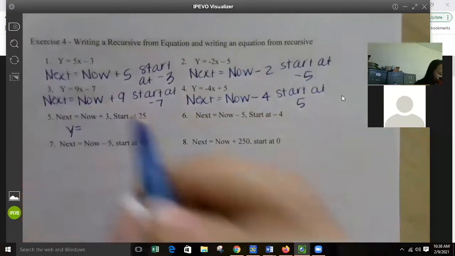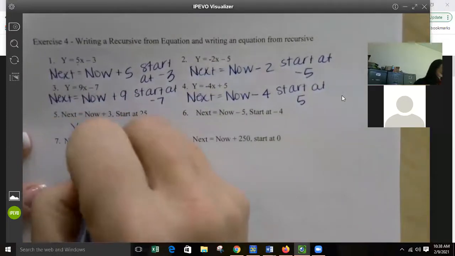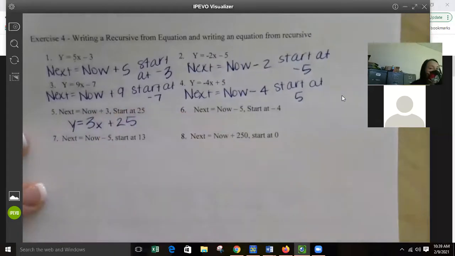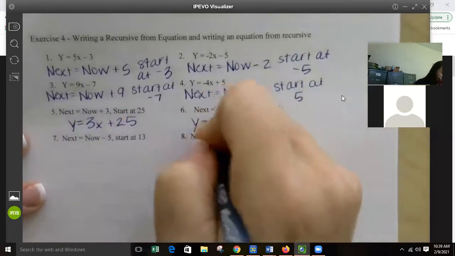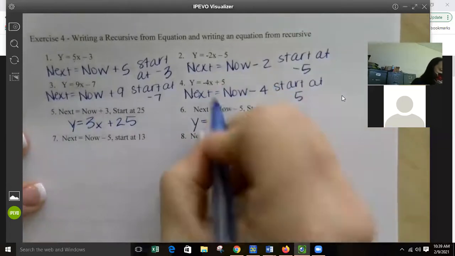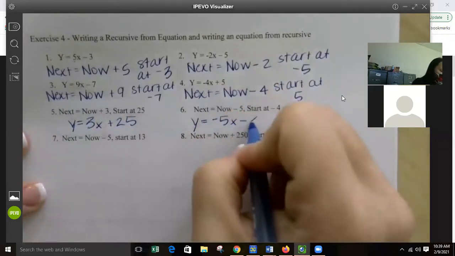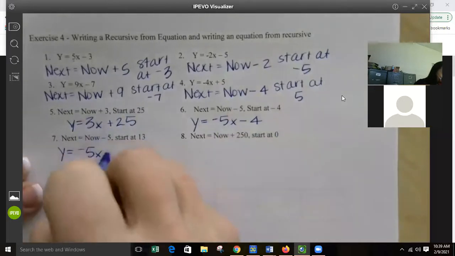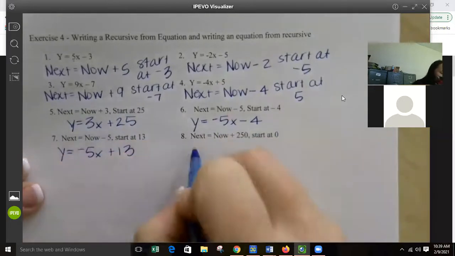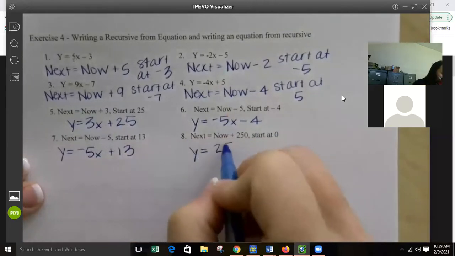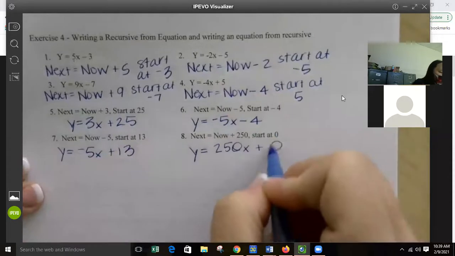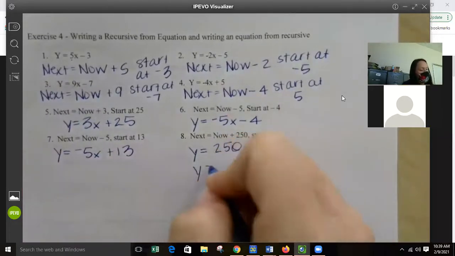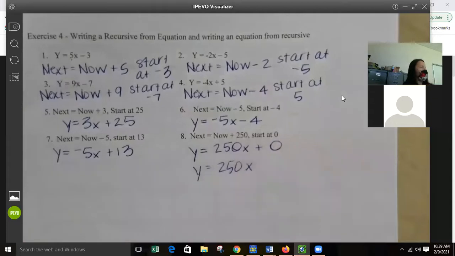Y equals 3x and a positive 25. That's it. Negative 5x minus 4. Negative 4. Yep. Perfect. Number 7, y equals negative 5x and a positive 13. And then the last one, y equals and plus 0. But if it's multiple choice, it may just have 250x and not the plus 0. We're going to go back and do the prediction ones.